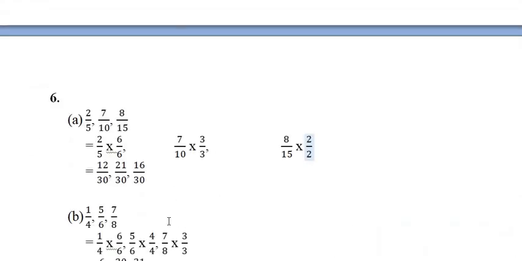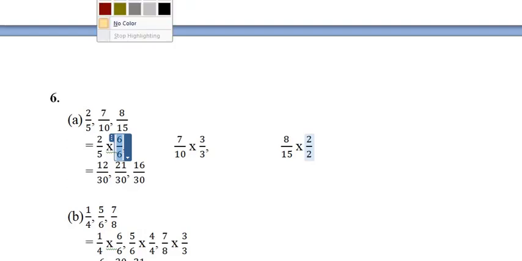So now the denominator should be 30 of all these fractions. Okay, denominator should be 30. So what to do now? 5, how many times is 30? It is 6 times, isn't it? So you have to multiply both numerator as well as denominator with the same number.